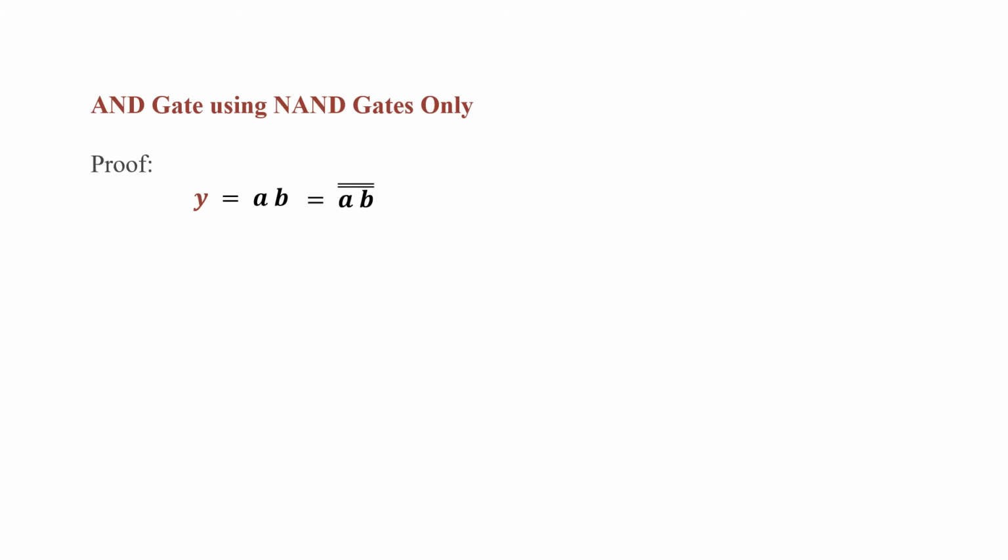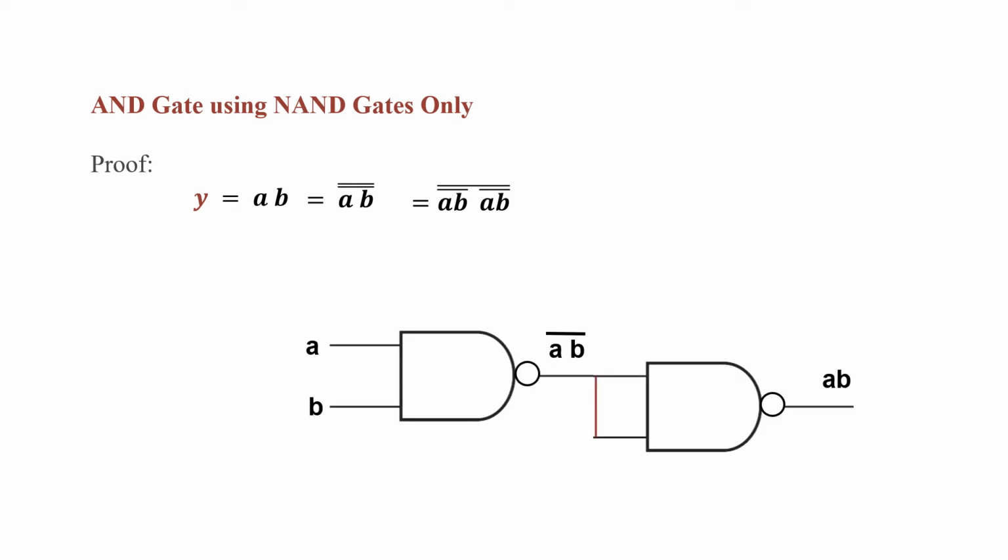And then I will complement this twice because this is property number 1 that we learned. Next, I will expand this into a NAND b NANDed with a NAND b. Okay. Now, what I have here is a and b written in terms of NAND gates only. This is the NAND gate. This is NAND gate acting as a NOT gate. So I have NAND with NOT, which gives me back AND at the output.